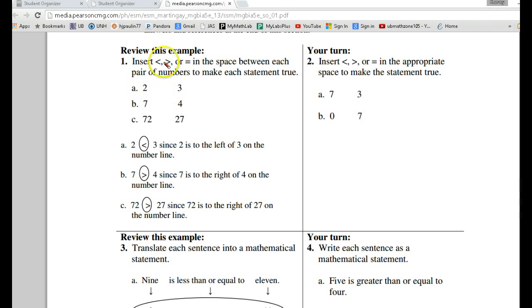Now what they're asking us to do here is to insert these symbols to make these statements true. So 2 is less than 3, 7 is greater, 72 is greater than 27. And here they're reviewing this with you. And then now they're asking you to do something. 7 is greater than, 0 is less than.